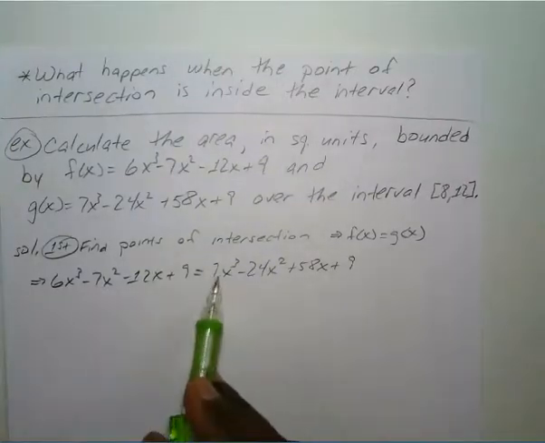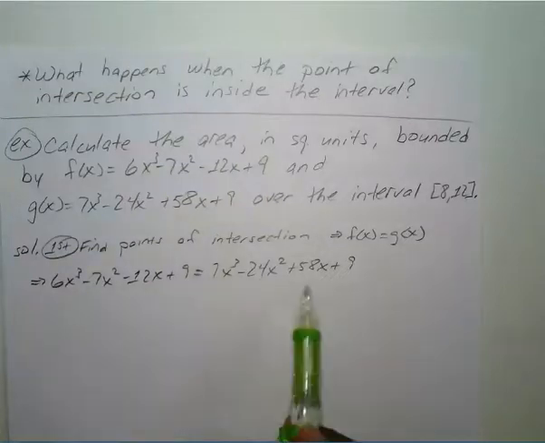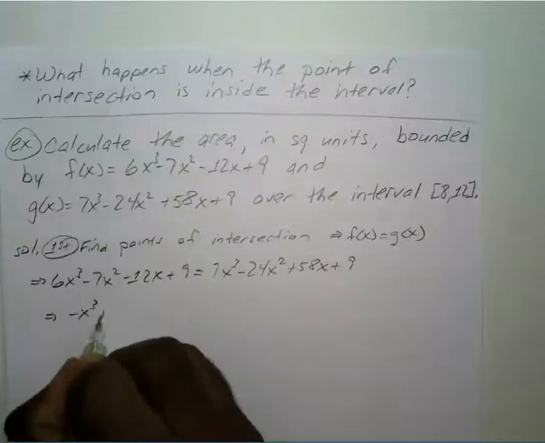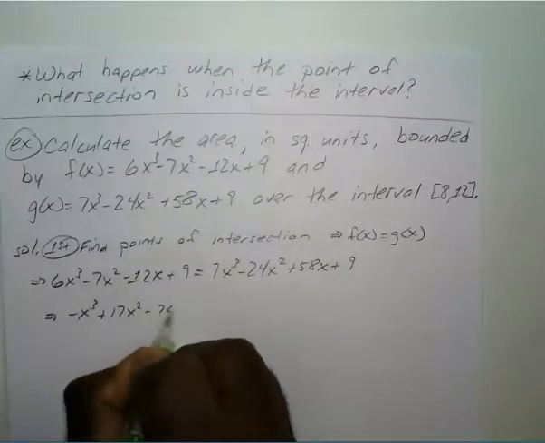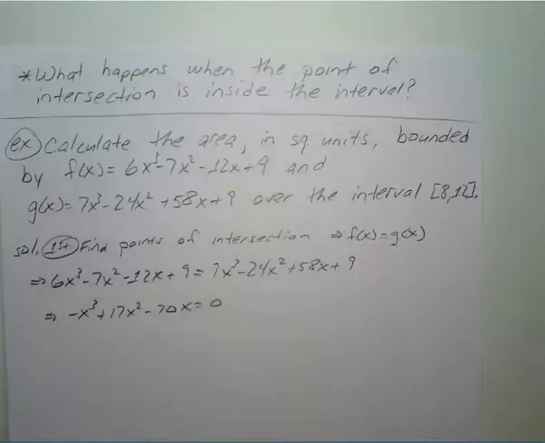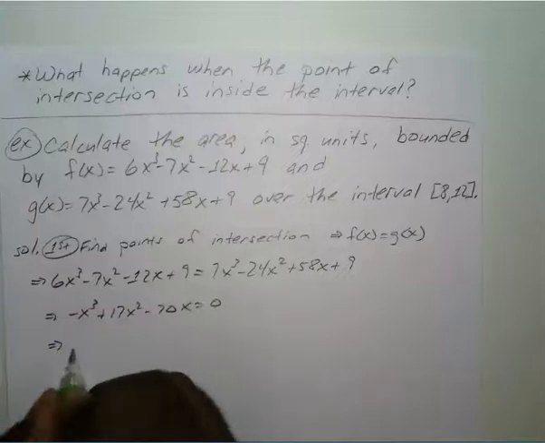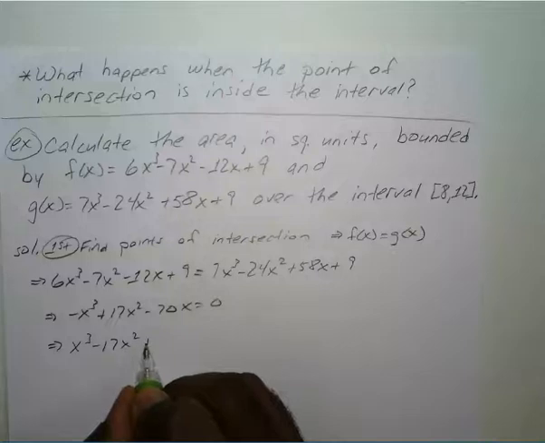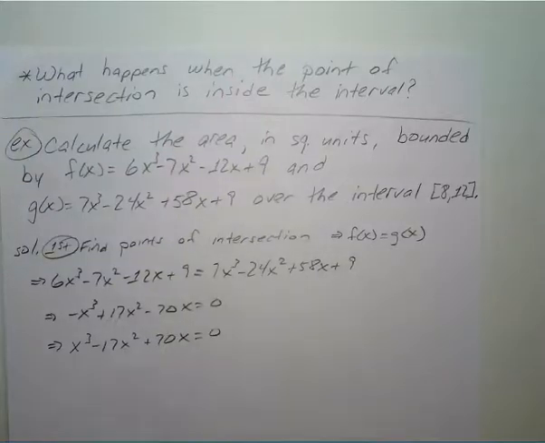Okay, so once we subtract 7x to the third and add 24x squared and subtract 58x, we end up with negative x to the third plus 17x squared minus 70x equals 0. The 9's actually cancel each other out. Okay, so again, just to get our lead coefficient to be positive, you can factor it this way if you like. It's just my own little personal quirk. Multiply every term by negative 1. So you have x to the third minus 17x squared plus 70x equals 0.